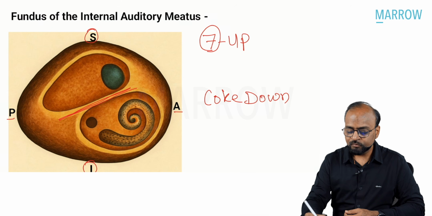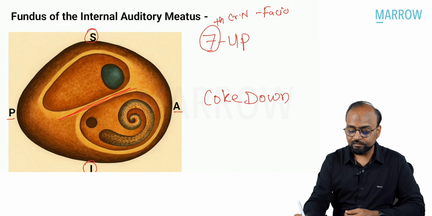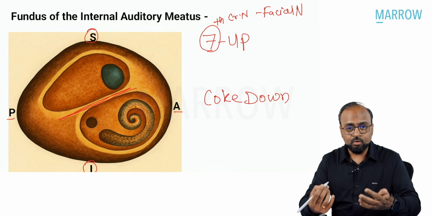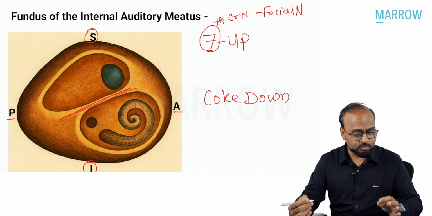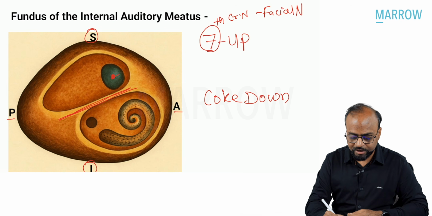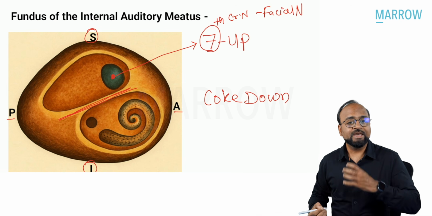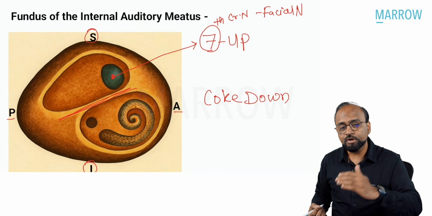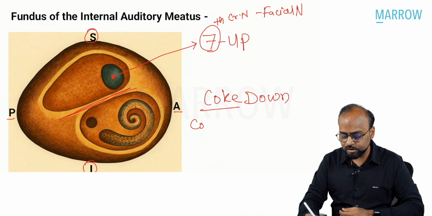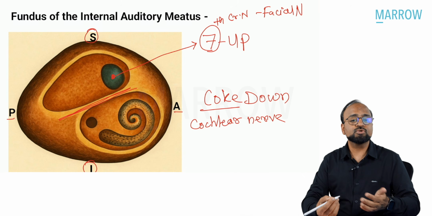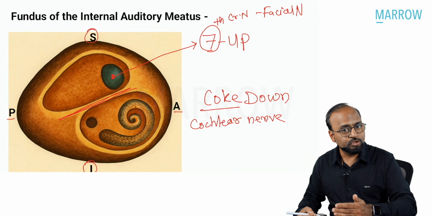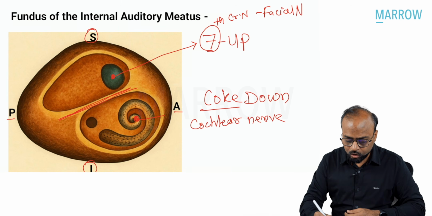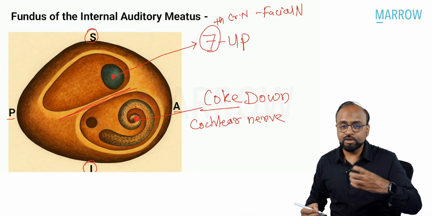So what is 7 up and coke down? 7 is the seventh cranial nerve, which is the facial nerve, right? So it is located above, up, or superior to the transverse bony crest. This is where the seventh cranial nerve exits from the internal auditory meatus into the facial nerve canal. What is coke down? Coke stands for the cochlear nerve, right? So coke down means it is located below the transverse bony crest. This is where the cochlear nerve exits and goes into the cochlea.